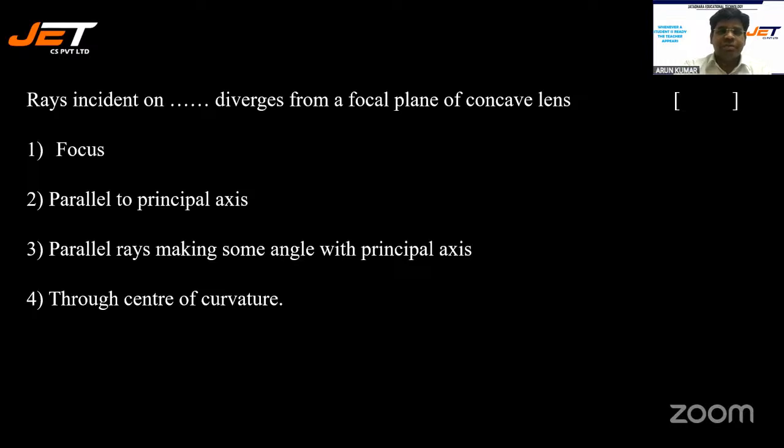Rays incident on dash diverges from focal plane of the concave lens. Focus, parallel to principal axis, parallel rays making some angle with principal axis, through center of curvature. Diverge from focal plane of concave lens. All right, mixed response, mixed response. Look at the key students, it's three.